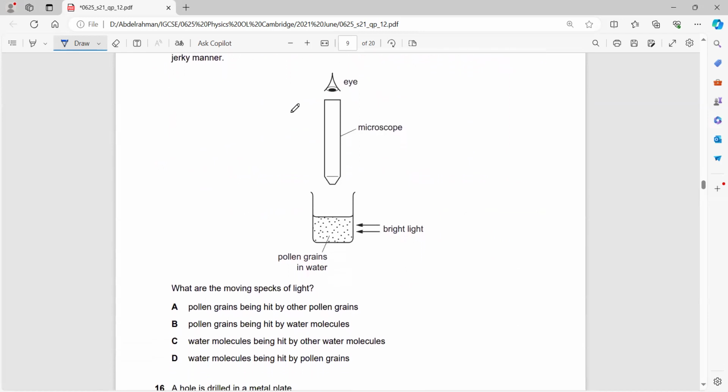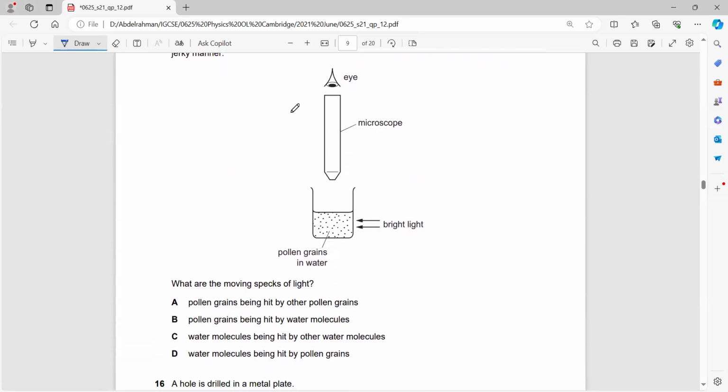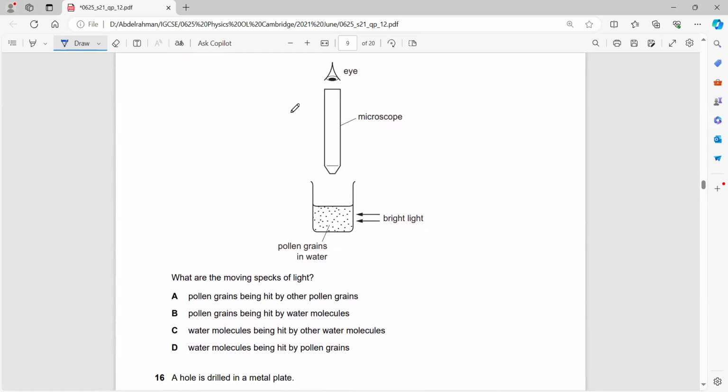Again, this is Brownian motion. Why do we see these moving specks of light? Yes, you're all saying B, which is correct. Pollen grains are being hit by water molecules. The same applies for the smoke particles: the smoke particles are being hit by the air molecules.